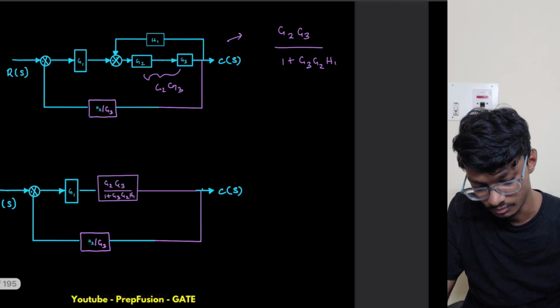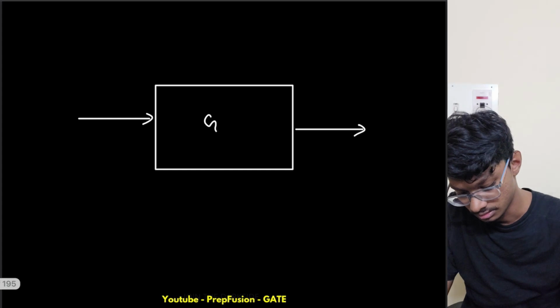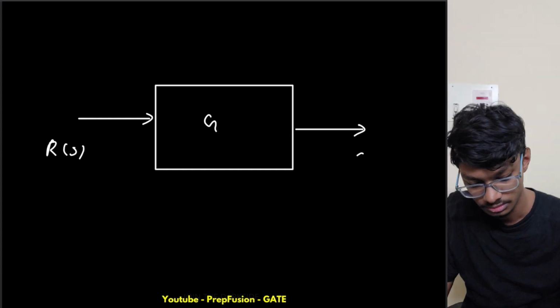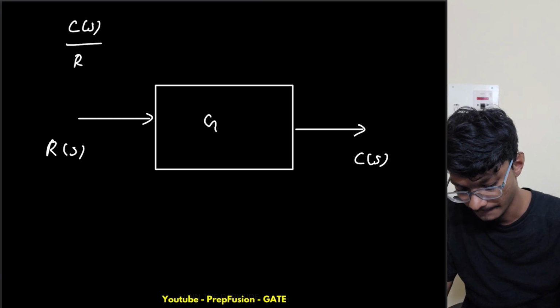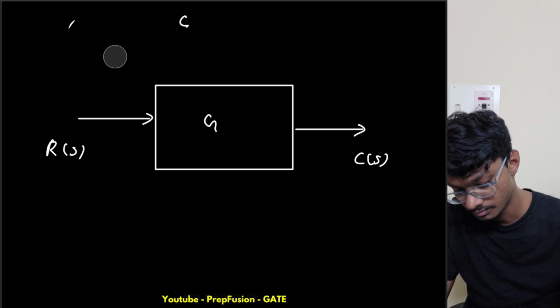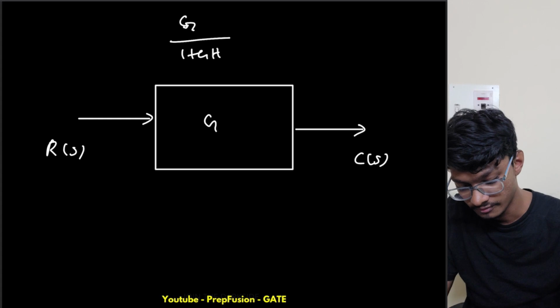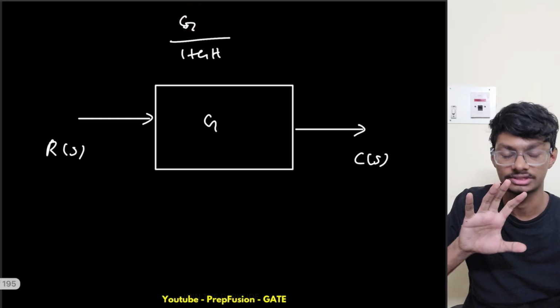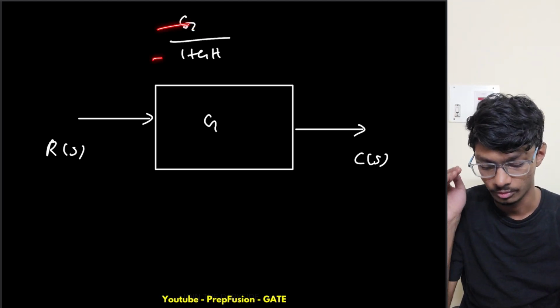This was C of S by R of S. So what I am doing, basically the formula, C of S by R of S equals this, G upon 1 plus GH. If there is some fraction here, I will multiply the numerator and denominator by both of them.